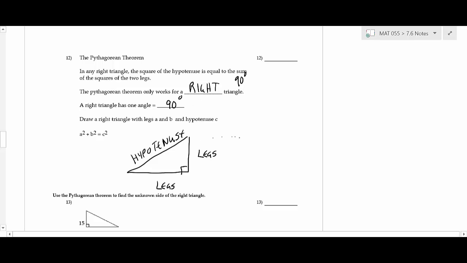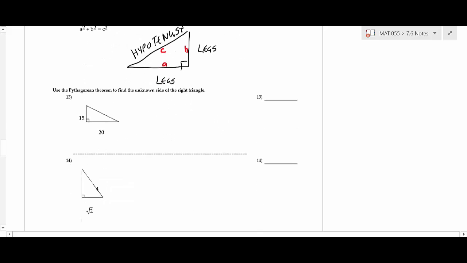The general way that we do this is we say this is C, and we say the legs are A and B. It doesn't matter which one's A and which one's B, but the hypotenuse is always C. We're just going to do some real simple things with this.